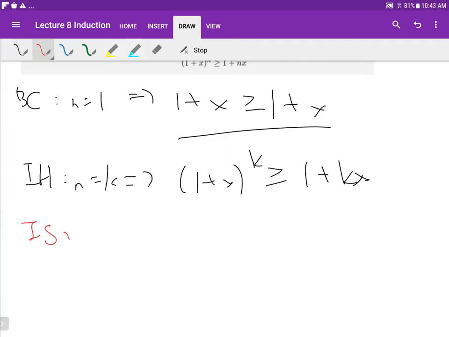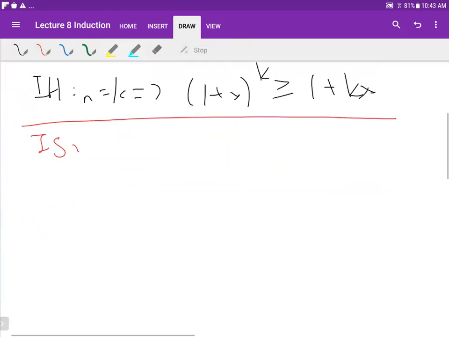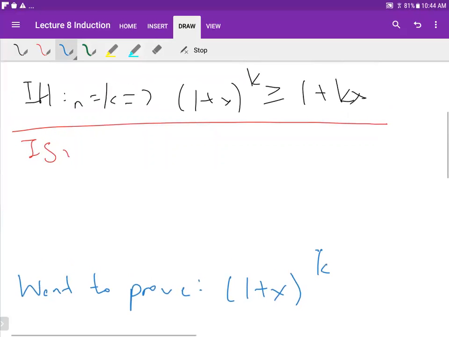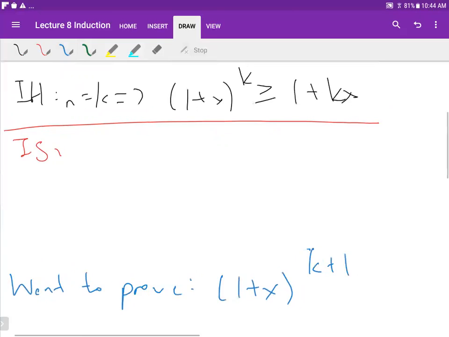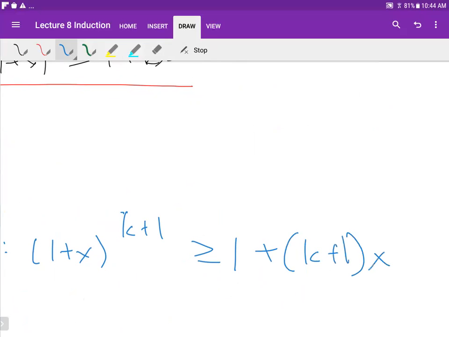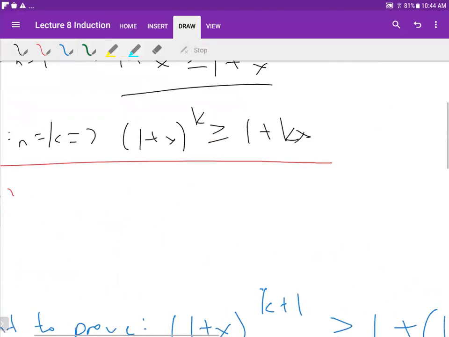So let's first write out what we want to prove. What do we want to prove? Let's write this in a different color. We want to prove that 1 plus x to the k plus 1 power is greater than or equal to 1 plus k plus 1 times x. Okay, and now we can get started.